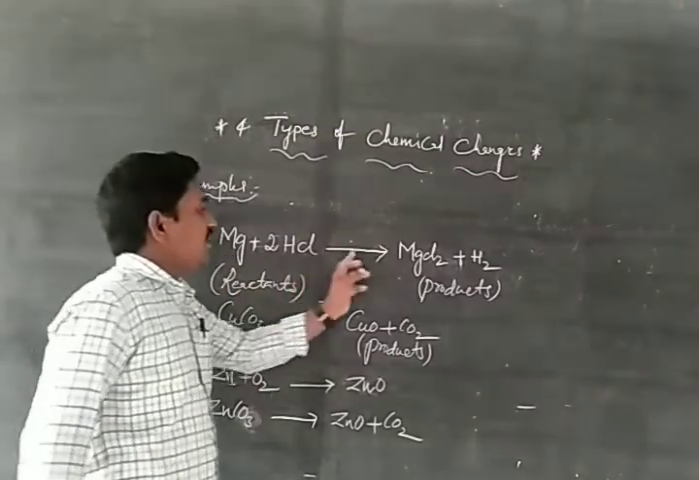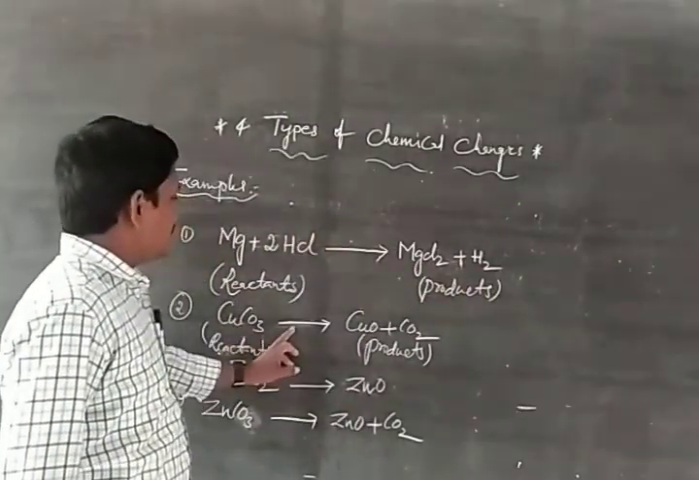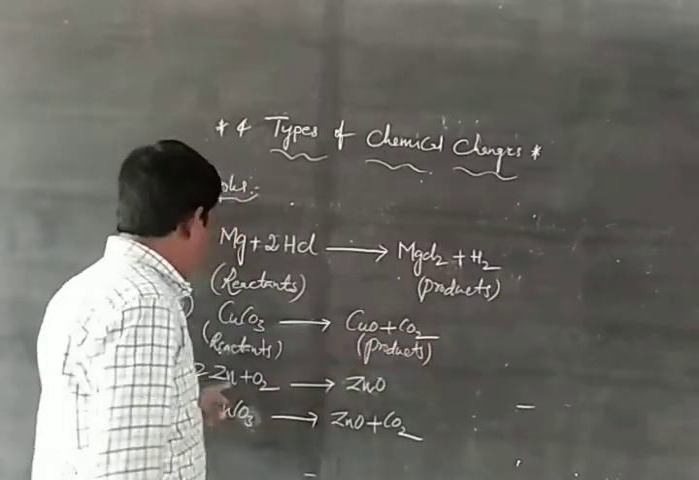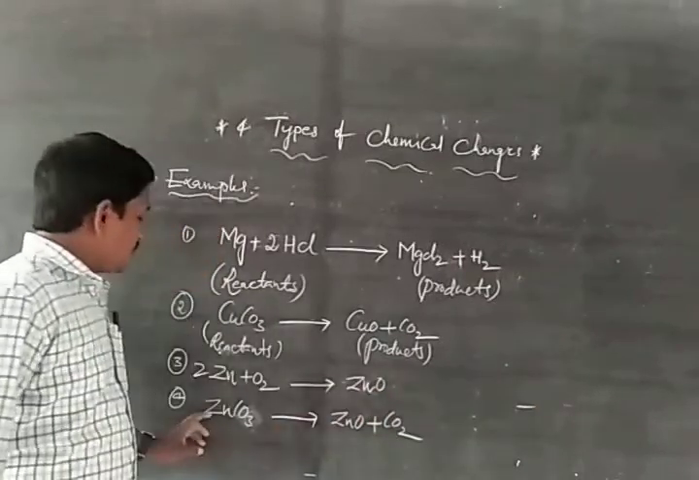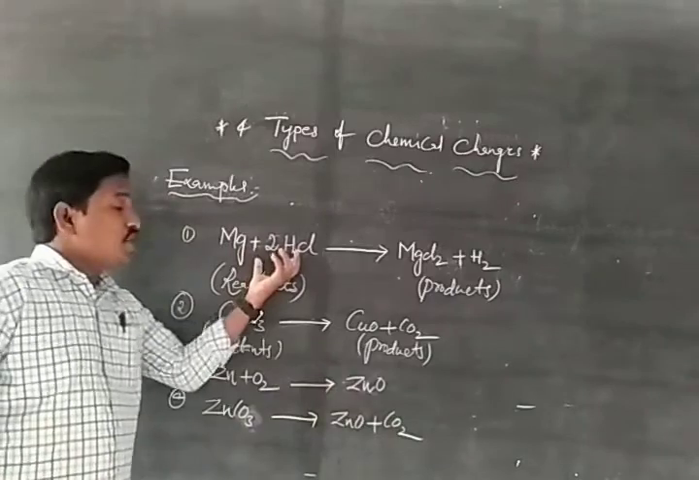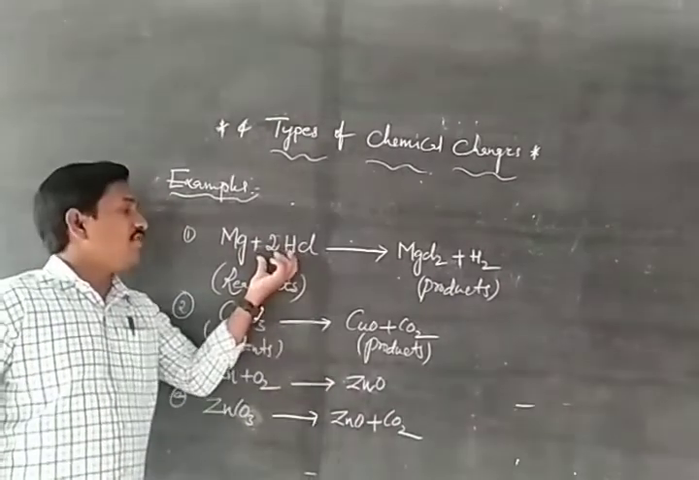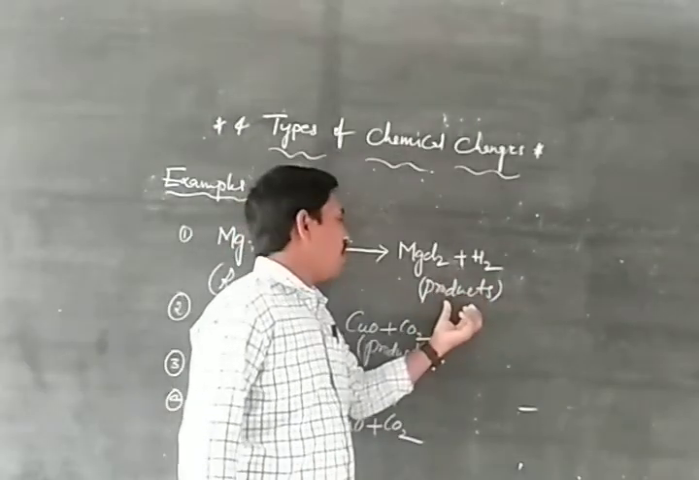Mg plus 2HCl gives rise to MgCl2 plus H2. CuCO3 gives rise to CuO plus CO2. 2 Zn plus O2 gives rise to ZnO. ZnCO3 gives ZnO plus CO2. So, which are on the left side of the equation are called reactants, which are on the right side of the equation are called products.